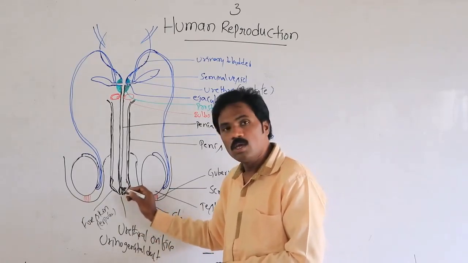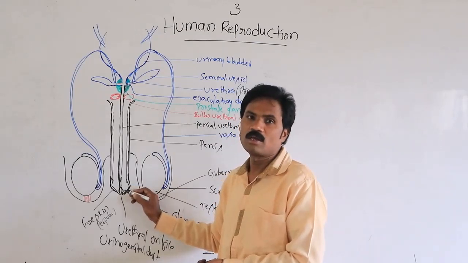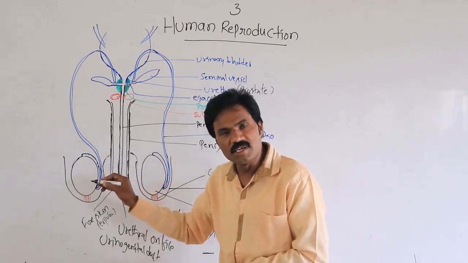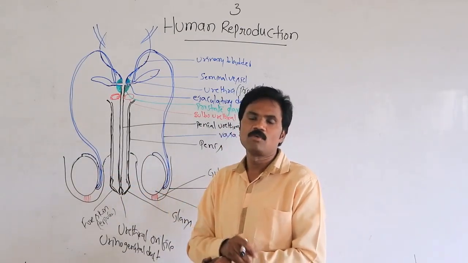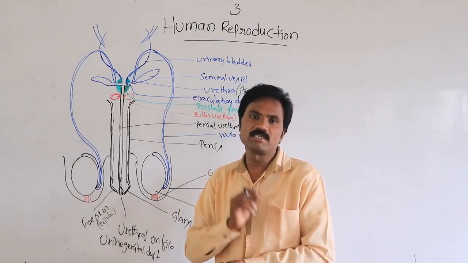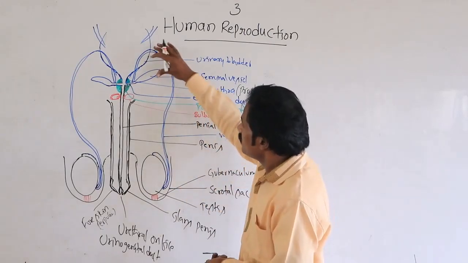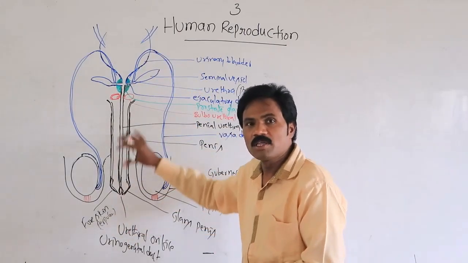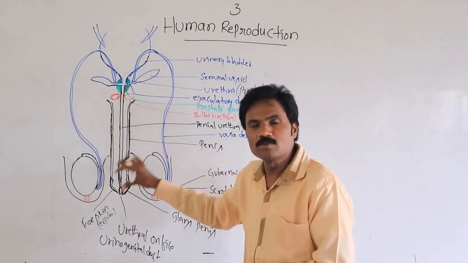Inside this, urethral sphincters are present, both internal as well as external. With the help of this sphincter, it is a voluntary action. So this is the front view of the human male reproductive system.